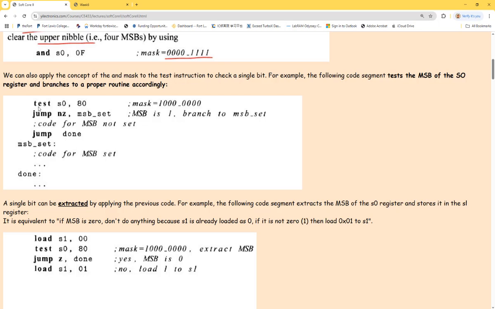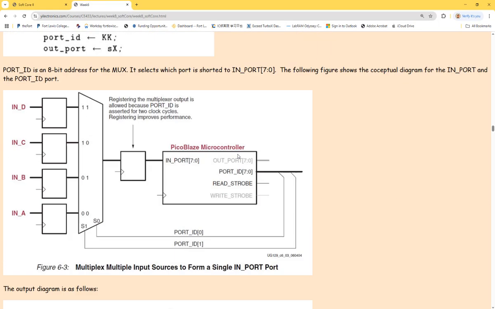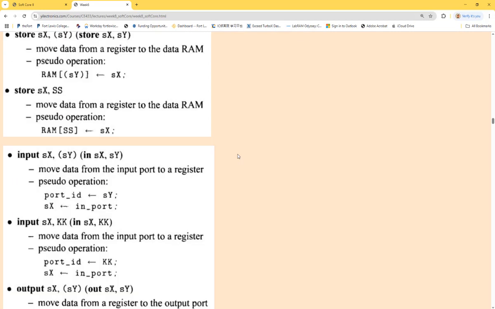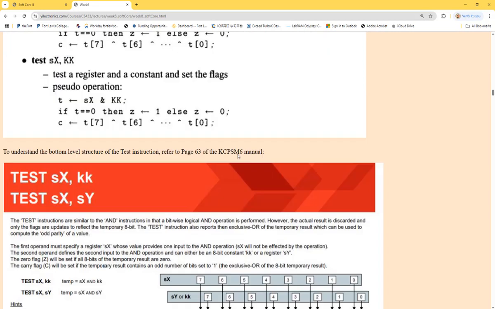So what is test doing for you guys? Take a look. What is test doing? Here.